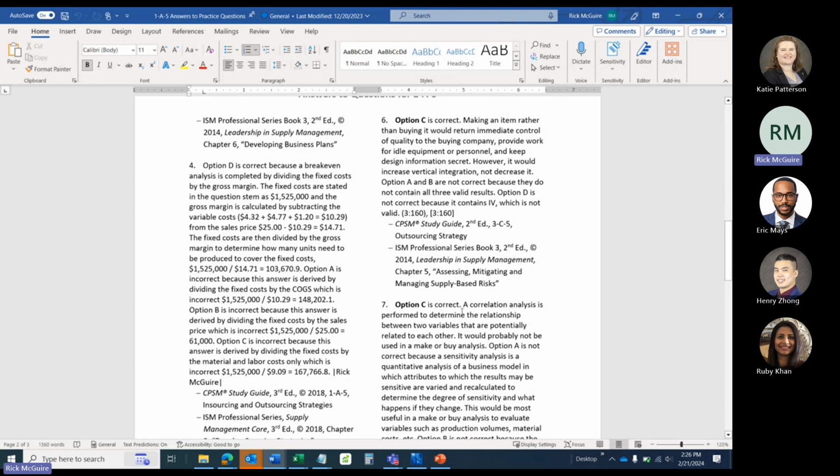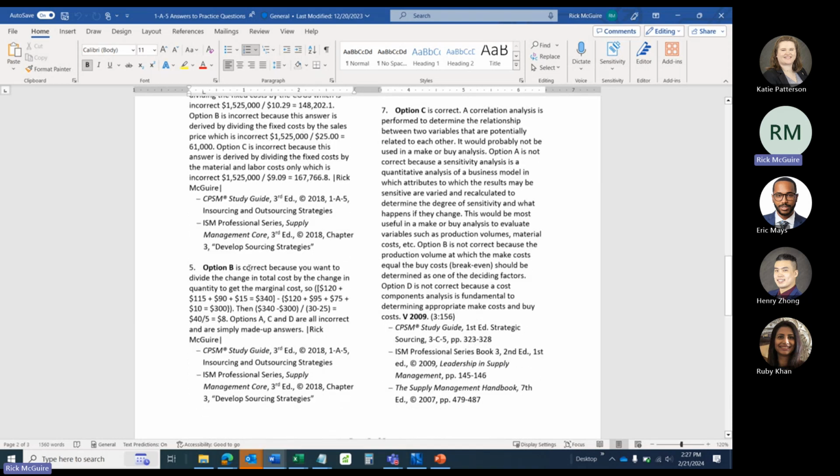So the way you do this one, you do break-even. Your fixed costs are 1.5 million. That's what you're trying to reach: how many units to get to 1.5 million. So your contribution margin is the sales price minus these variable costs. You add up all the variable costs, get 10.29. Contribution margin is 25 minus 10.29, or 14.71. Then you divide 1.5 million by 14.71 and you get 103,671. That's your basic break-even type of question.